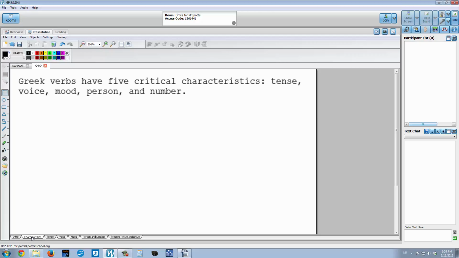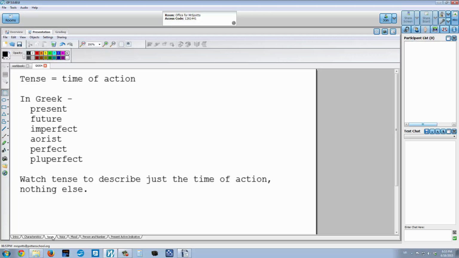All right, what happens with Greek verbs? There are 5 critical characteristics that you do need to know about Greek verbs. And what we'll do is we'll introduce those and we'll see very briefly how to recognize just one of them today. Those critical characteristics are tense, voice, mood, person, and number. So let's jump right in and identify tense.